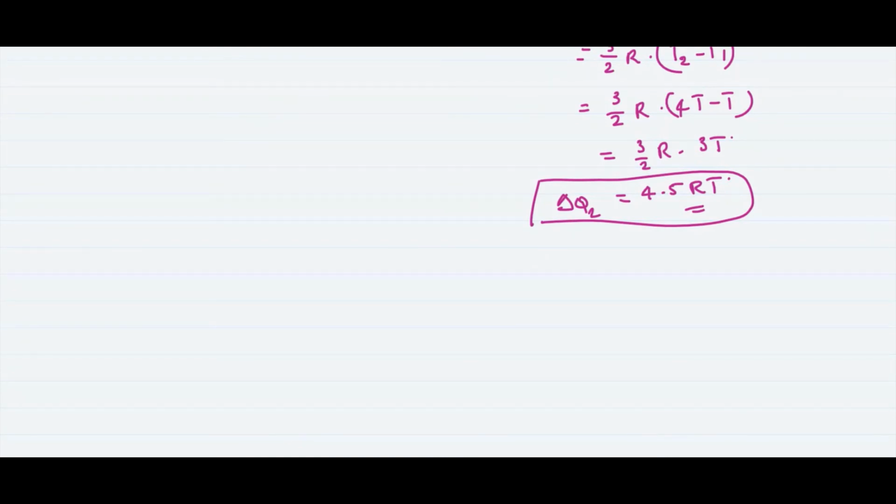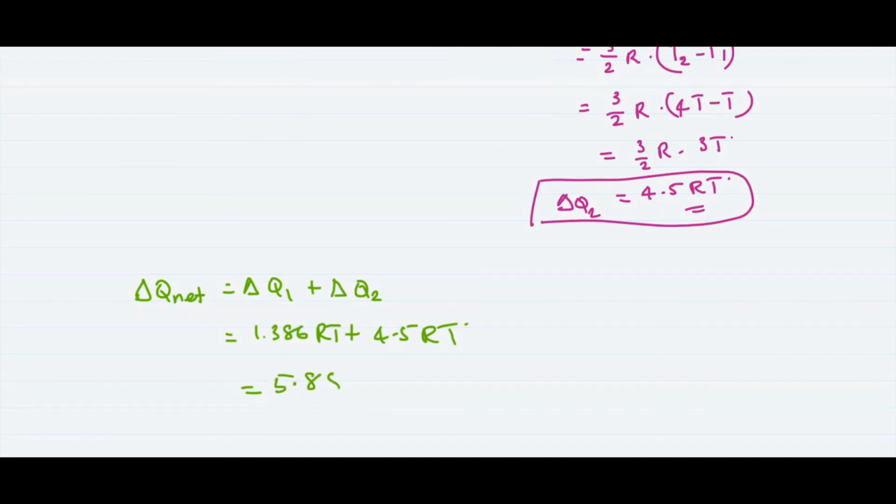Now just add these two. ΔQ net is equal to ΔQ1 plus ΔQ2, so this is 1.386 RT plus 4.5 RT, then the final answer becomes 5.88 RT. So this is the answer. So we have completed it.